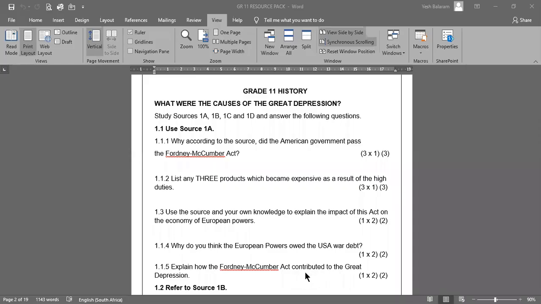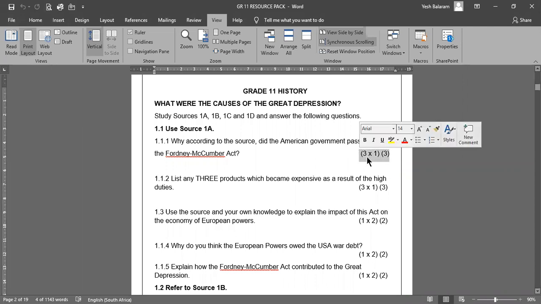Now let's look at the questions associated with these sources. The first one asks, why, according to the source, did the American government pass the Fordney-McCumber Act? The rule is to look at the question and look at the mark scheme associated with that question. In this case, it says 3 times 1. And the 3 times 1, of course, refers to 3 answers for 1 mark, which will give us a total of 3.